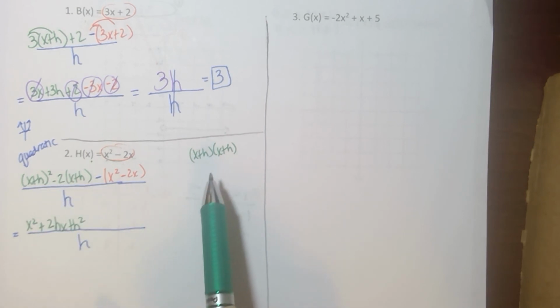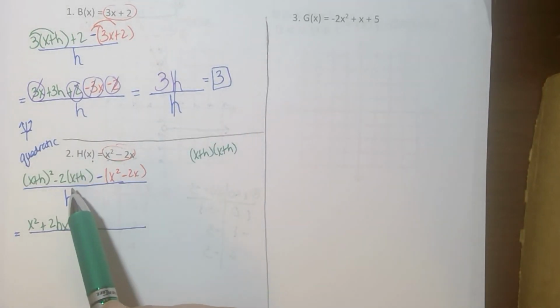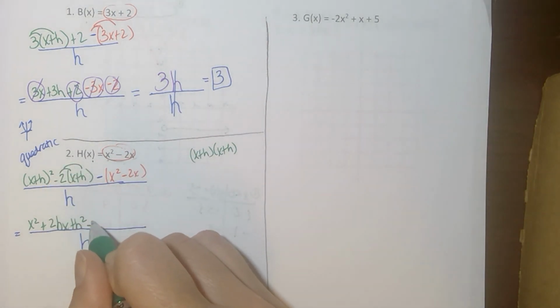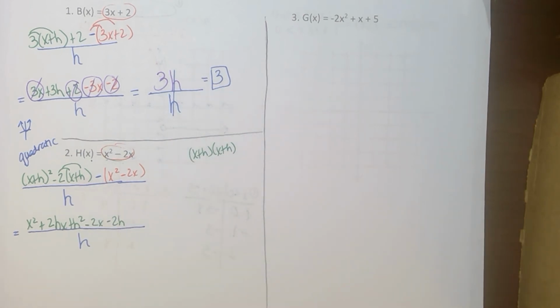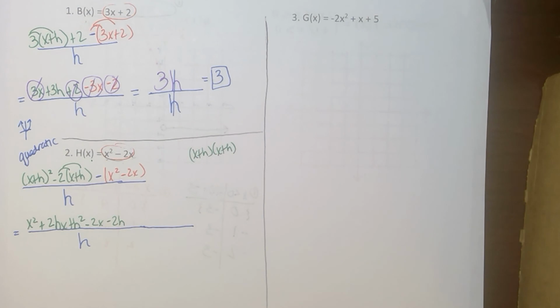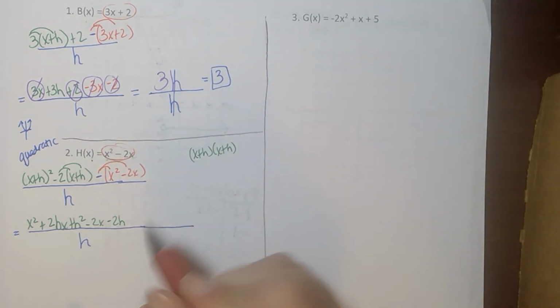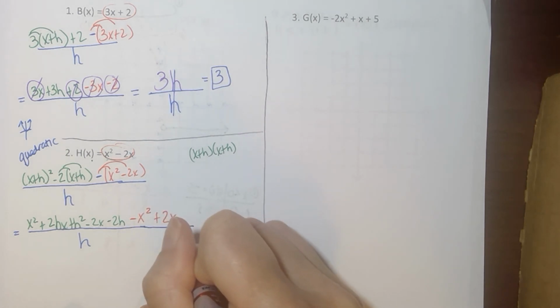These three terms are what you get if you used your shortcut or if you come over to the side and you FOIL. The next thing I need to do is distribute this negative 2 inside my set of parentheses here. So minus 2x minus 2h. I'm going to need a little bit more space in my numerator. Next, I need to distribute the negative inside that set of parentheses. So minus x squared plus 2x.